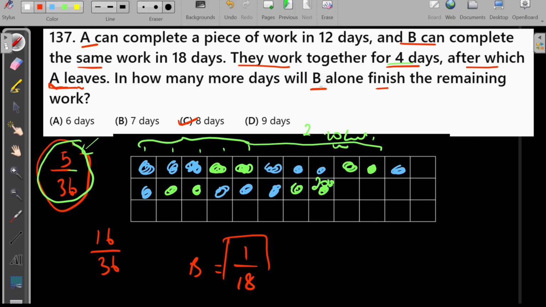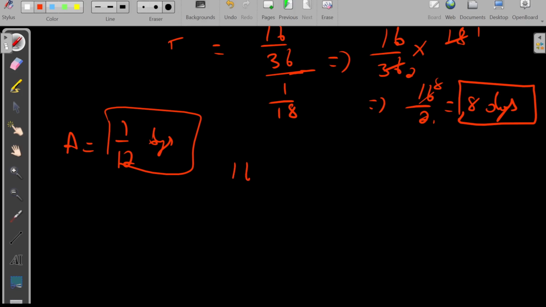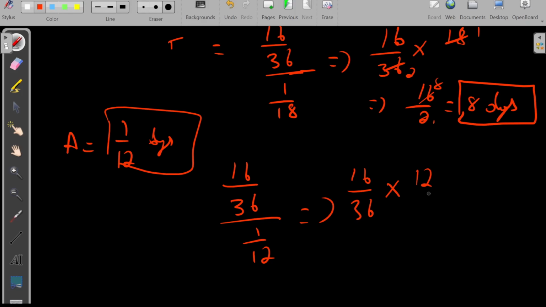Now if the question asks, what if A continues working but B left and stopped working? We know that A's 1 day of work is 1 over 12. I can simply divide using this value. We know that the remaining block of work is 16 over 36. I can simply divide it by 1 over 12. Now I need to flip those values. 16 over 36, if I flip, the sign changes from division to multiplication, and the 12 denominator goes up, which is 12. I don't need to place 1 there. So 12 1s would be 12, 12 3s would be 36. So I get 16 over 3.